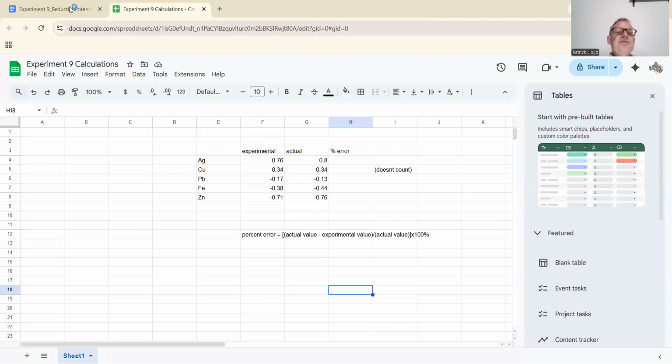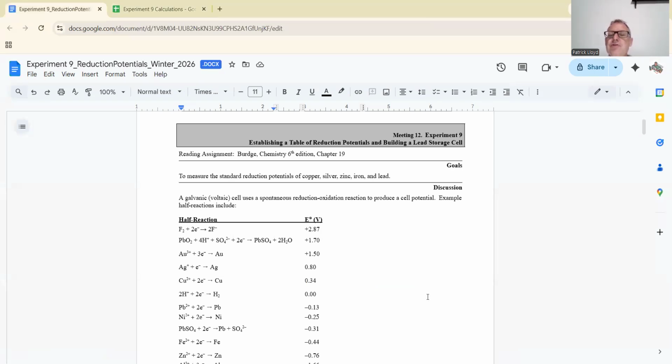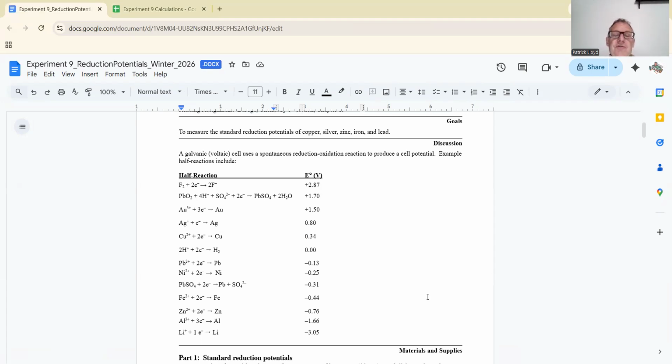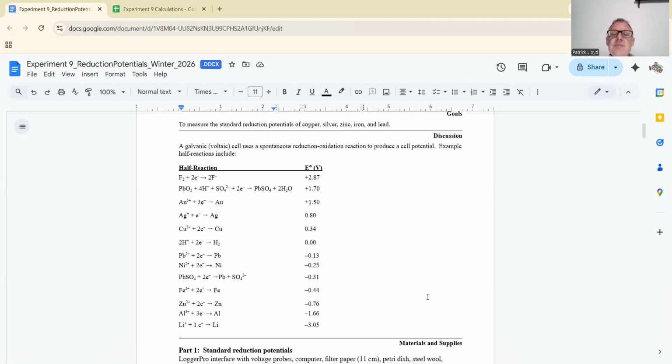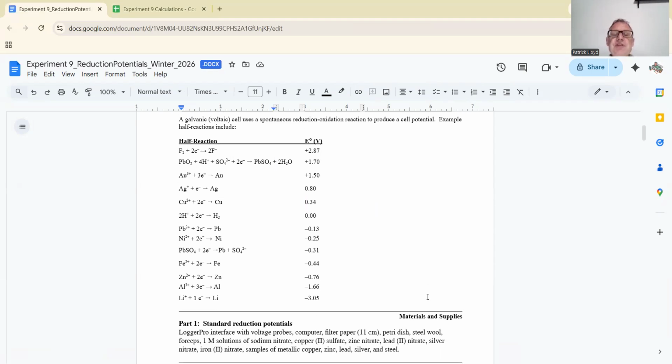Okay, hi. So for this experiment, we're going to look at the standard reduction potentials and look at our results and do the calculations. If you look on the first page of the procedure, you'll see a small table of several values of standard reduction potentials, which includes the metals that we studied in this experiment.